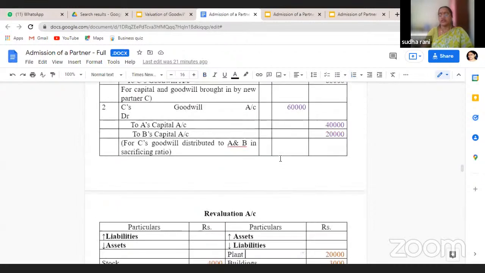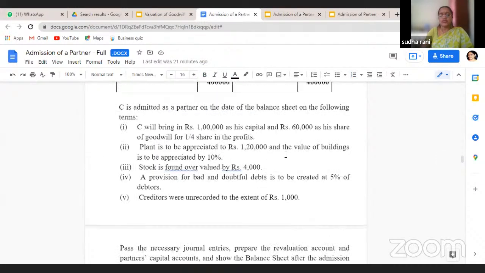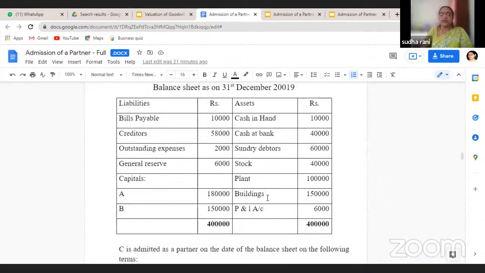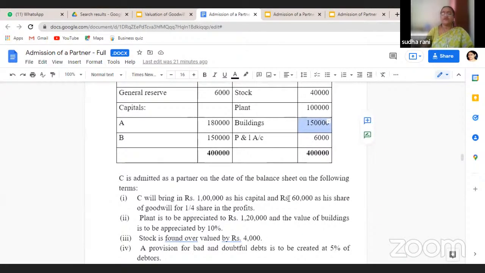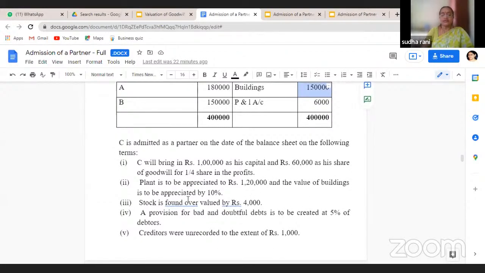So plant 20,000. Similarly, looking at the same point in continuation, the value of buildings is to be appreciated by 10%. Here he is asking you to increase by 10%. What are buildings in the balance sheet? 1,50,000. So he is asking you to increase the value of buildings by 10%. That means on 1,50,000, you calculate 10%, and you will get 15,000. Increase or decrease? Increase, because he said appreciate. So the value increased is 15,000.